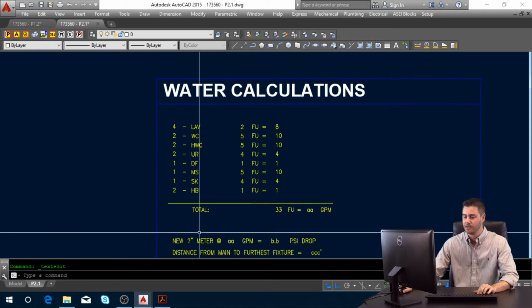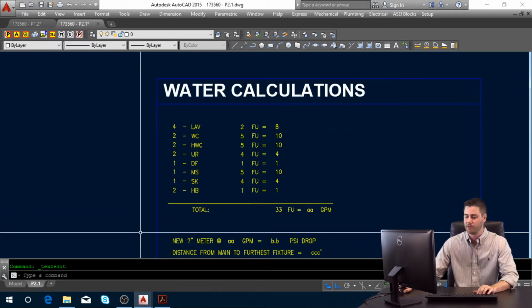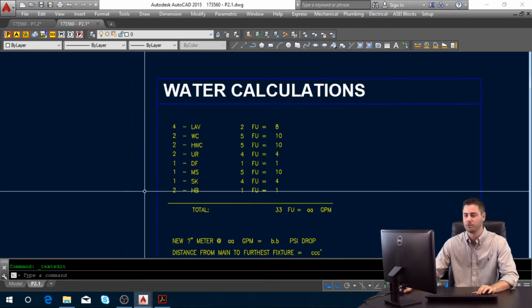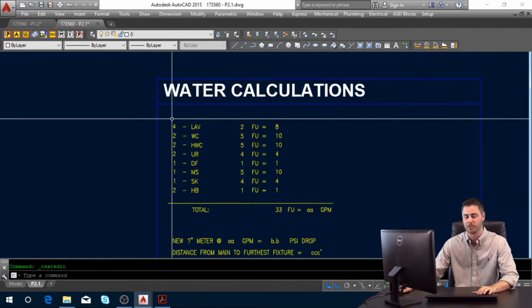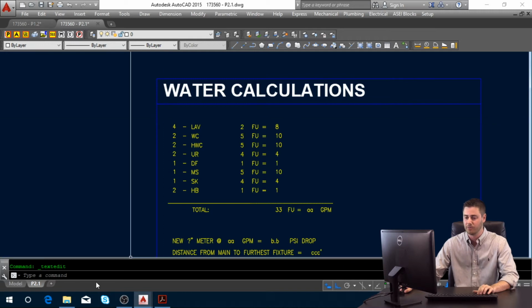The next step is to assign the fixture units based on the fixture unit type. This is provided by the IPC or the UPC. At the beginning of every project, check the local jurisdiction to see if this project is being done under the International Plumbing Code or the Universal Plumbing Code. In this case, it's done under the IPC.